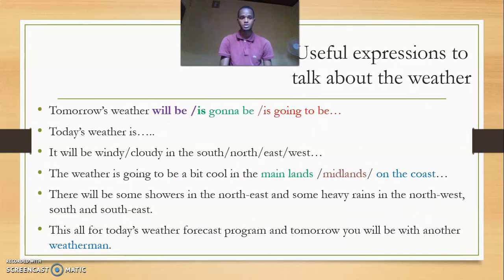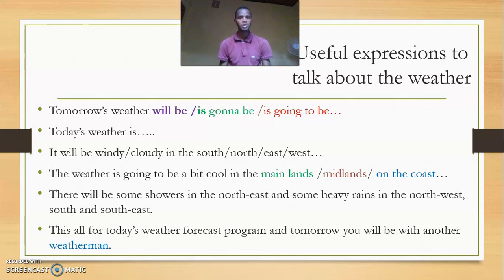Alright? Now let's see useful expressions to talk about the weather. For you to express the weather, you can use these ways. Tomorrow's weather will be hot. Or tomorrow's weather is gonna be hot. Or tomorrow's weather is going to be hot. Today's weather is nice. It will be windy, cloudy in the south, north, east, or west.